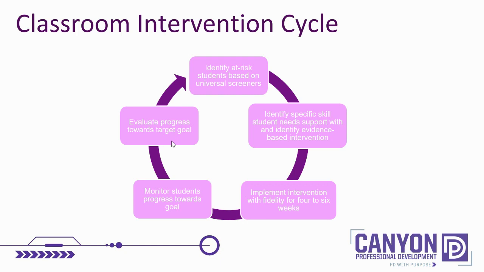After 4 to 6 weeks, progress towards the target goal would be noted. If the student is making progress but has not yet mastered the goal, the teacher may choose to continue with the skill instruction. If the student seems to have mastered the skill, a new target goal may be outlined based on progress monitoring or based on more results from the universal screeners.